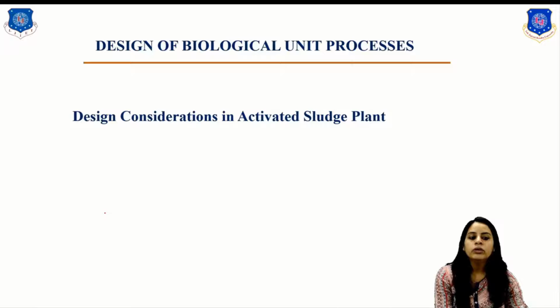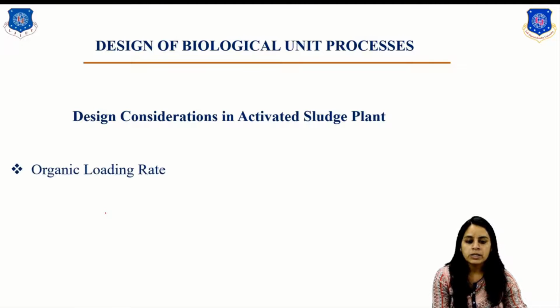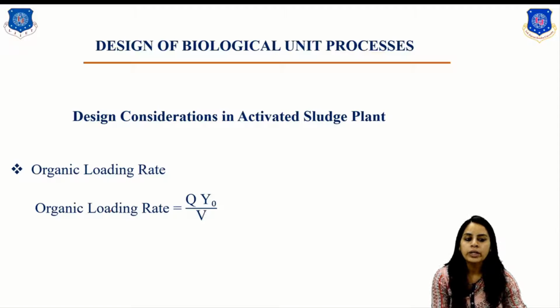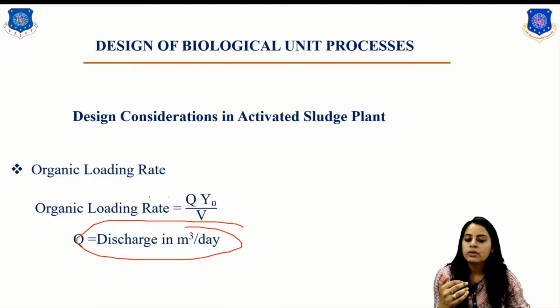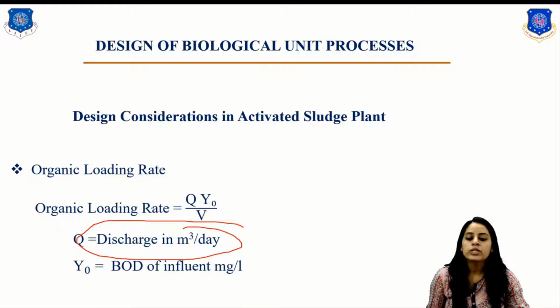Now the second one, the design consideration of the activated sludge plant for organic loading rate, right? Basically it is the mass of BOD applied in grams per unit volume of the aeration tank per day. So it is Q into Y0 divided by V, where Q is the discharge, Y0 is the BOD of influent in mg per liter, and V is the volume of the tank, taken in meter cube.